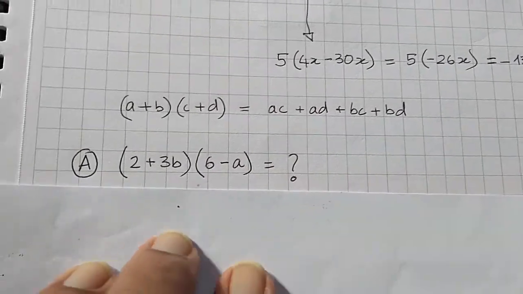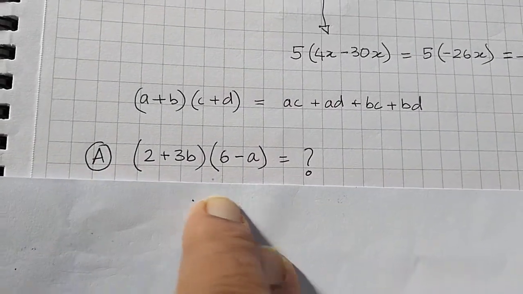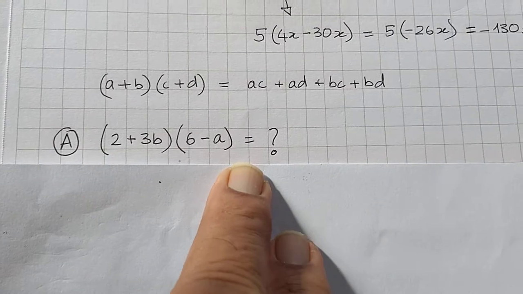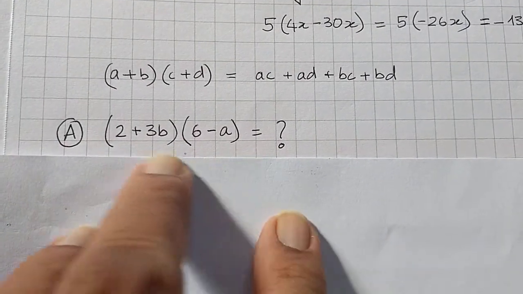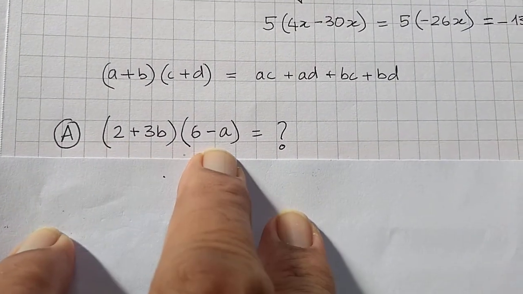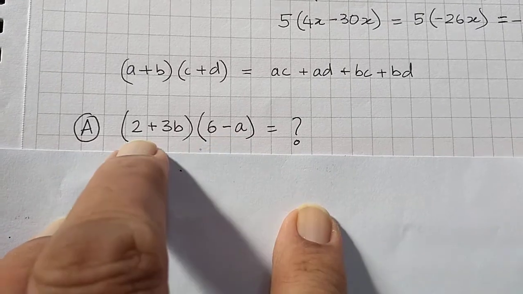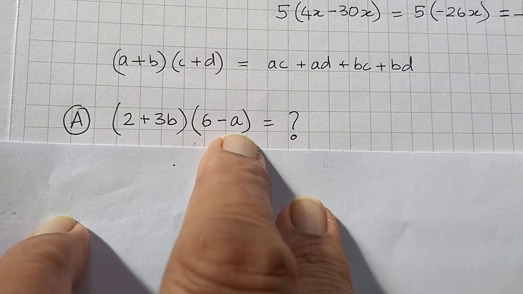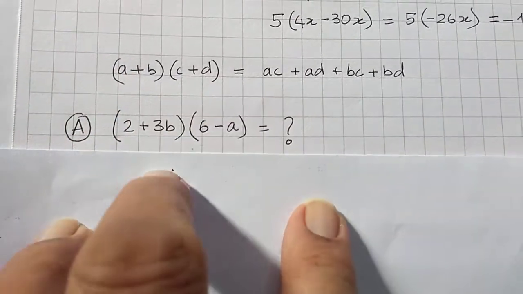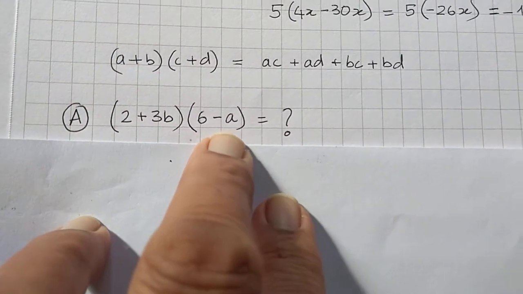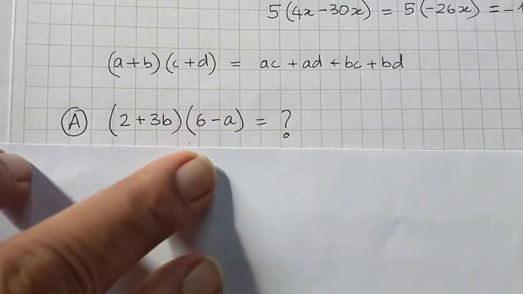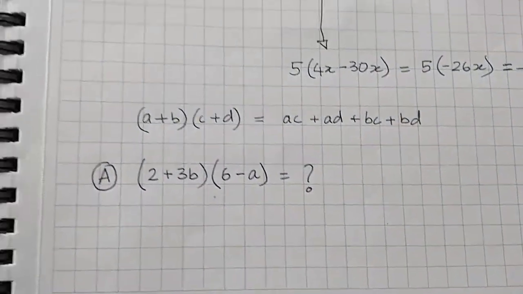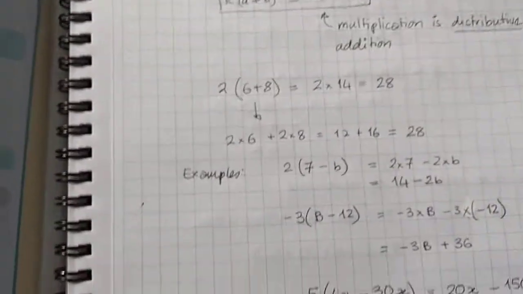Okay. So straight away I am giving you a problem. You have to do this just to show that you watched the video. And here, remember, this is minus a. So it's 2 plus 3b into 6 minus a. Same as what you did there, you have to do here. But here the a is negative. Okay. So this is to do with expanding.